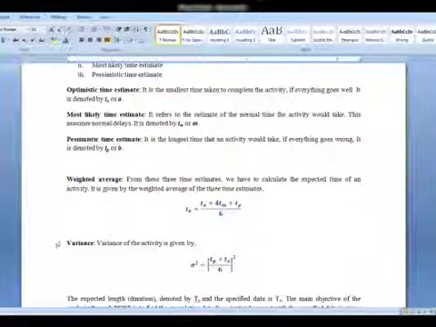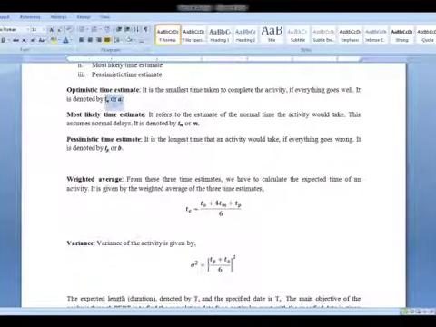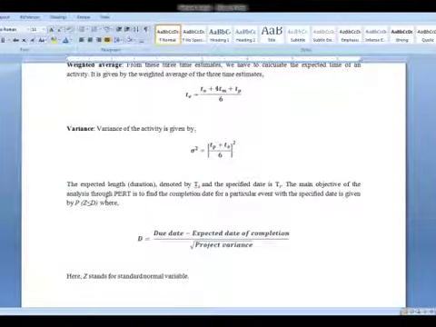Once you get that, you can calculate the variance for that activity. Variance sigma square is equal to (Tp minus T0) divided by 6, raised to whole square. Now what is T0, Tm or M, or Tp? It is already given here. Optimistic time is denoted by T0 or A. Most likely time estimate is denoted by Tm or M. Pessimistic time is denoted by Tp or P.